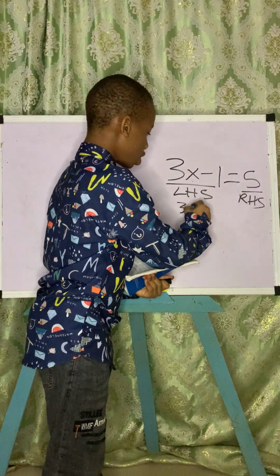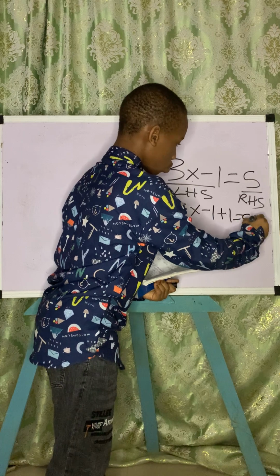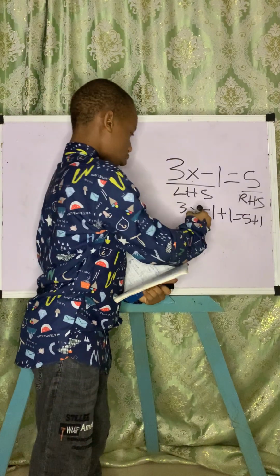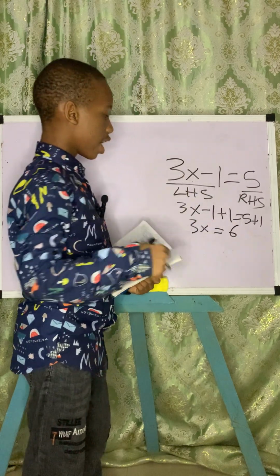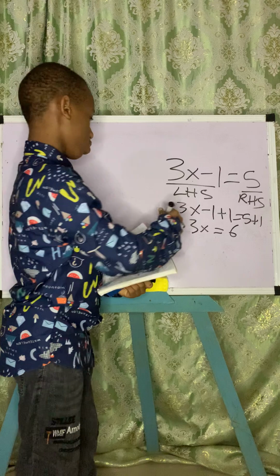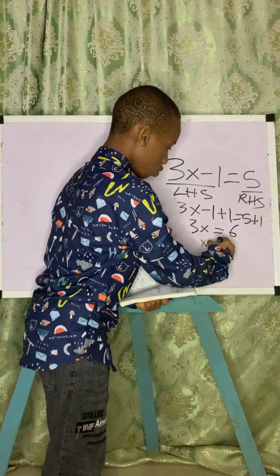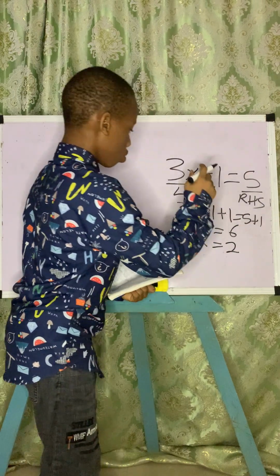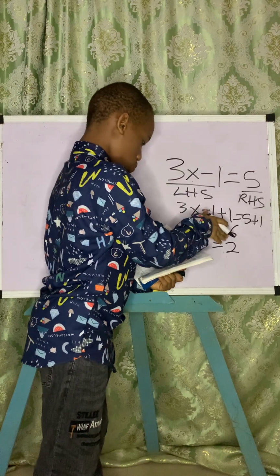That will give us 3x minus 1 plus 1 equals 5 plus 1. We add 1 to both sides to balance the equation. So that gives us 3x equals 6. We divide both sides by 3 to balance the equation here. That will give us x equals 6 divided by 3, 2. So here, in this equation, x should be equal to 2.